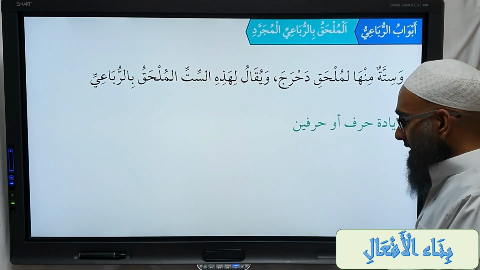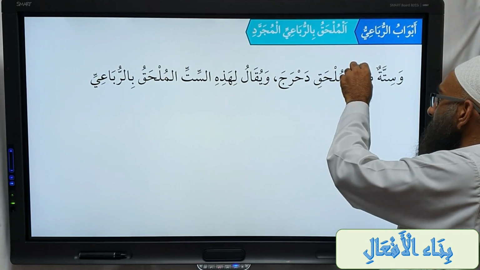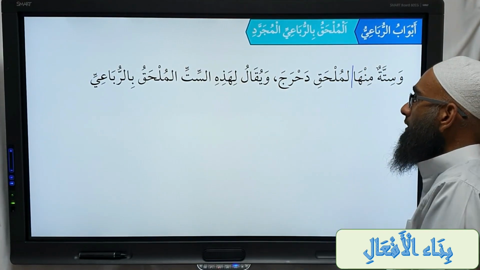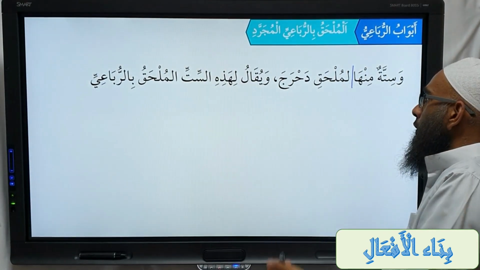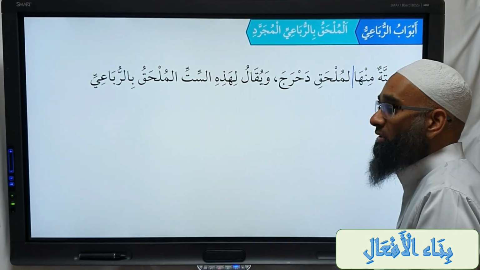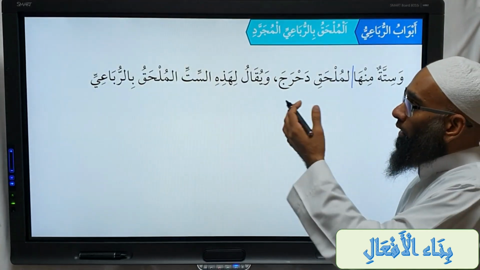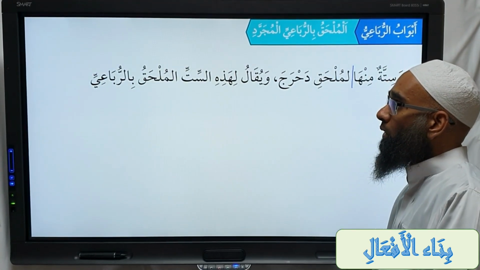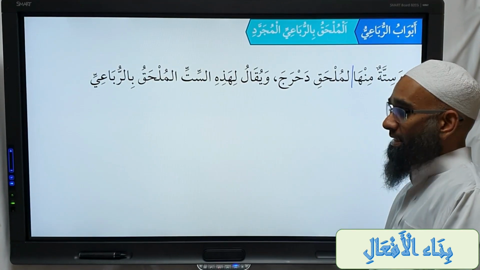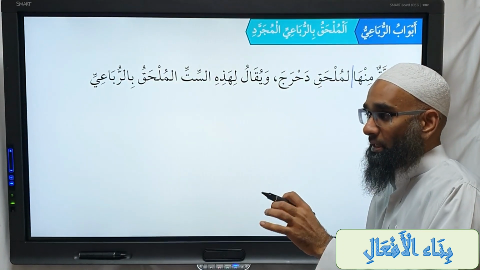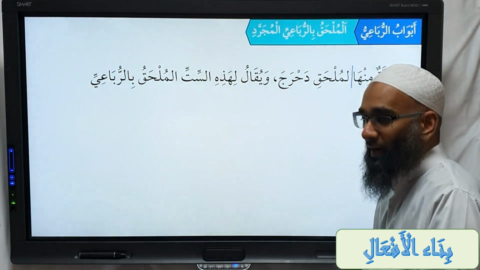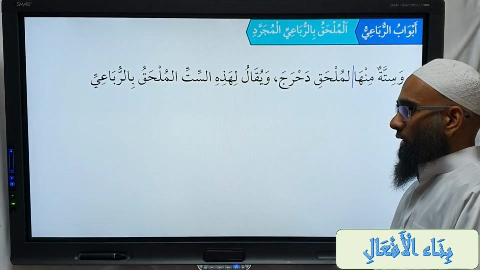Six of the abwab, 6 of them are for mulhaq dahraja, or for those attached to dahraja. What does that mean? وَيُقَالُ لِهَذِهِ السِّتِّ الْمُلْحَقُ بِالرُّبَاعِ. And these 6 abwab we can discuss, these are called those that are attached to ruba'i, which are linked to ruba'i. Now what does mulhaq mean?